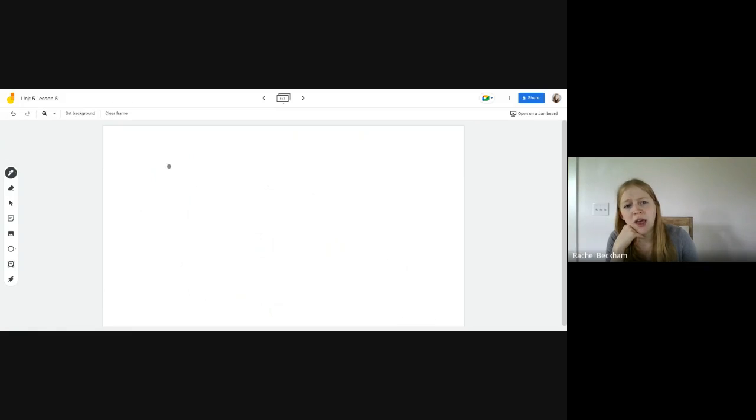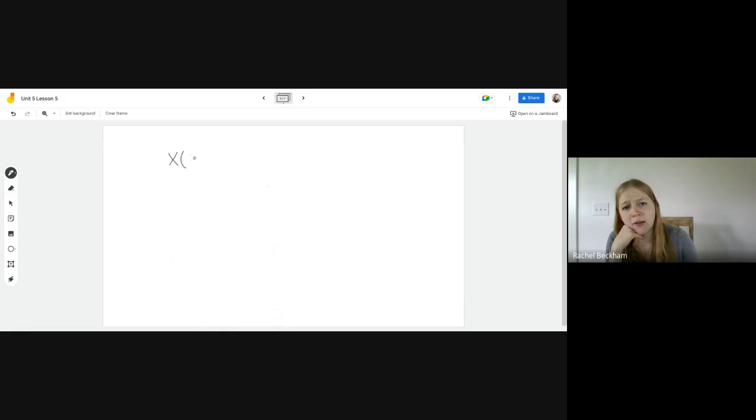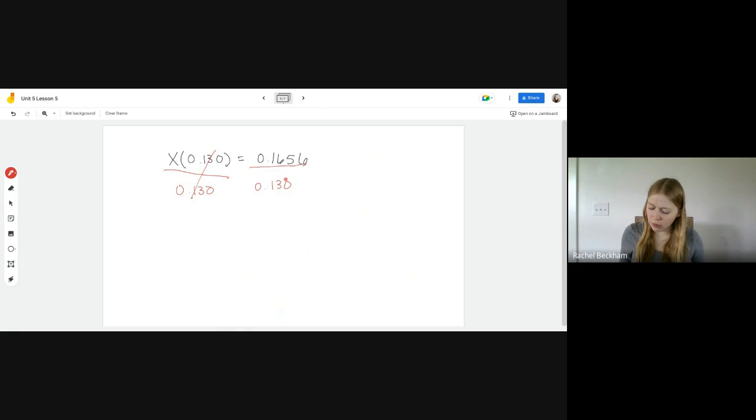I'm going to make a new slide. Okay. So we know that X times 0.130, I'm just rewriting that, equals, and then I multiplied everything on the right, and I got 0.1656 when I round that off. So I need to get x by itself. We're going to divide both sides by 0.130 so that it cancels out. So my x, which is my pressure, is 1.27. I think that rounds a little bit differently here. Let's see.